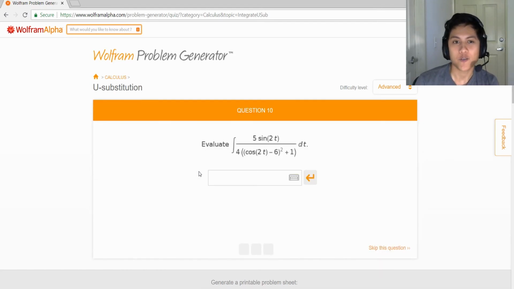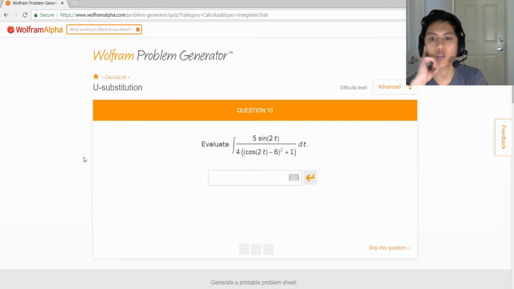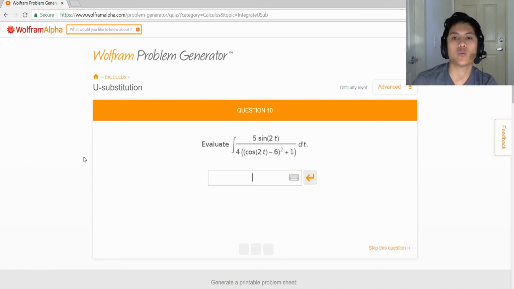Okay, last one. Integral 10 in my head. Let's do it. Evaluate 5 sine 2t over 4 cosine 2t minus 6 squared plus 1. Just let u is equal to cosine 2t minus 6. Right, so I have 5 over 4, push that outside. Derivative of cosine's a negative sine, so I have negative 2 sine 2t. So divide that by 2, so I have negative 5 over 8.